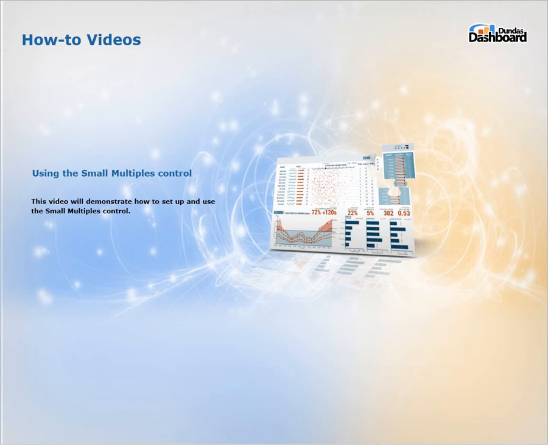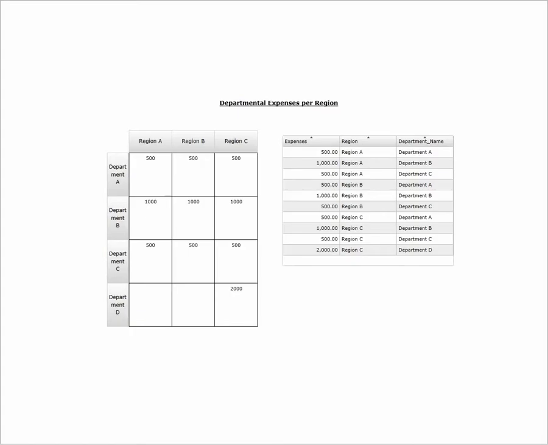This video will show you how you can set up and use the small multiple control to display your data. A small multiple is a series or a grid of similar visualizations that allow you to compare them easily by displaying multiple instances of the child controls in a linear or a grid arrangement.